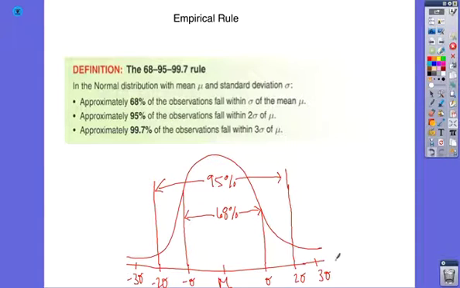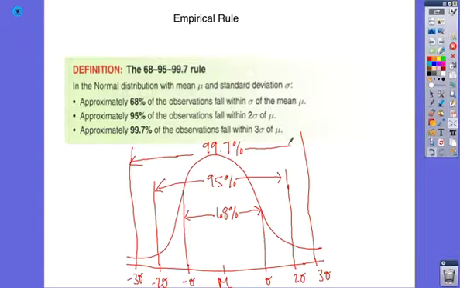And then we have 3 standard deviations here and over here. And so 3 standard deviations away from the mean on either side is going to account for 99.7% of the observations. Now remember that this is only true with the normal curve, and you'll often hear it referred to as the 68, 95, 99.7 rule.